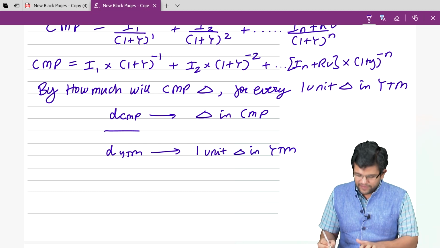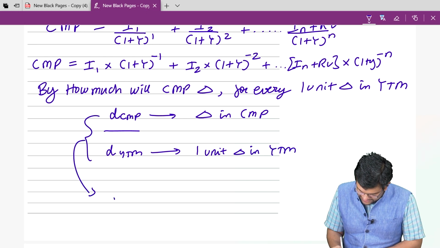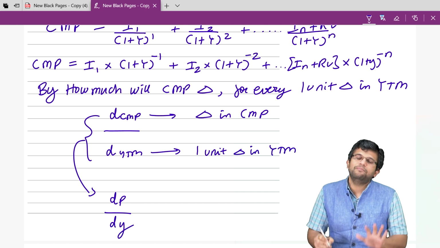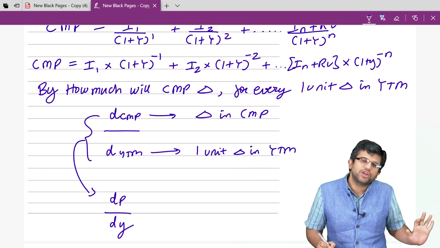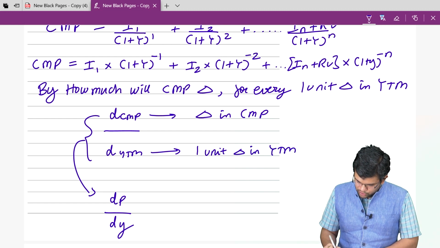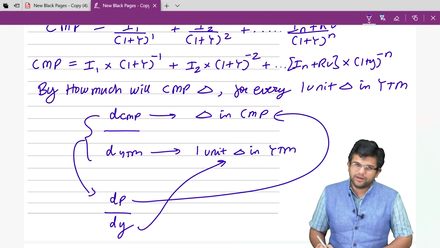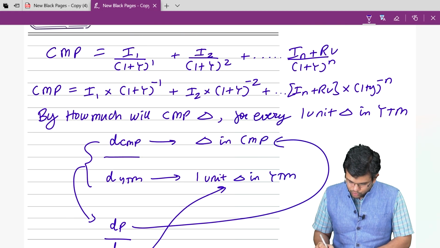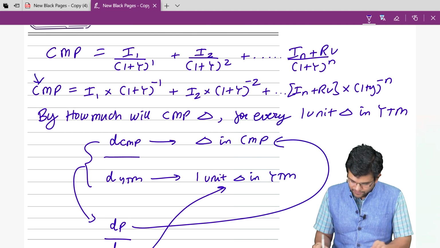And to make things very simple for you, this can be written as dP upon dY. That's it, correct? dP upon dY, that is change in price upon every 1 unit change in yield. Everybody following till here? Okay, so students, this is dP, that is change in CMP, and this is dY, that is 1 unit change in YTM. Everyone following till here? So students, let us now apply the differential calculus on this particular equation.